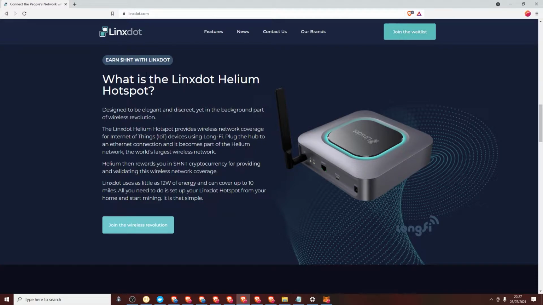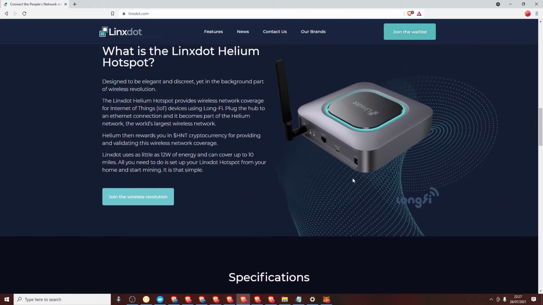And HNT with Linxdot. What is the Linxdot Helium hotspot? Designed to be elegant and discreet, yet the background part of the wireless revolution. The Linxdot Helium hotspot provides wireless network coverage for Internet of Things devices using Long-Fi. Plug the hub into an Ethernet connection and it becomes part of the Helium network. Helium then rewards you in HNT cryptocurrency for providing and validating this wireless network coverage. Linxdot uses as little as 12 watts of energy, so it's not going to cost you a lot of money to run, pretty much like all the other Helium hotspots that are out there.